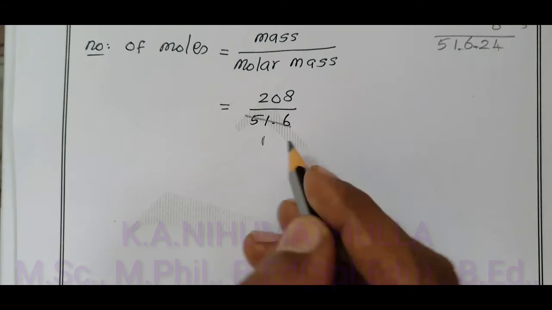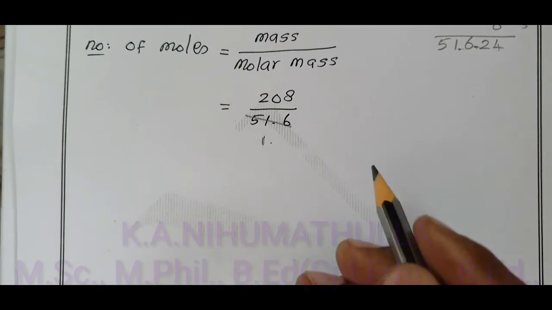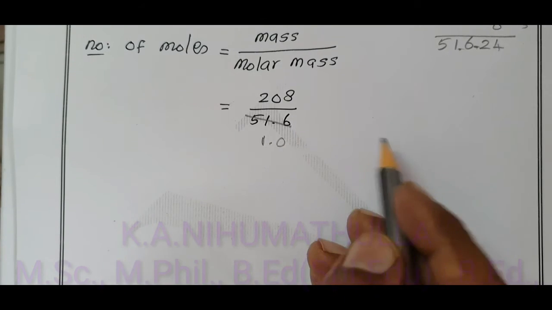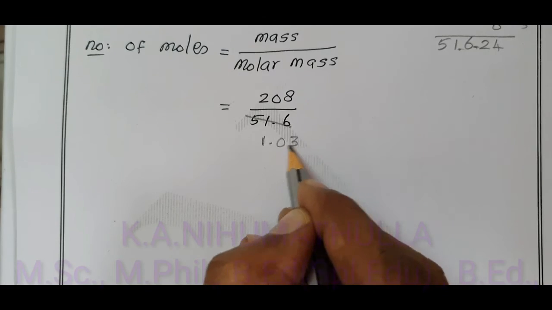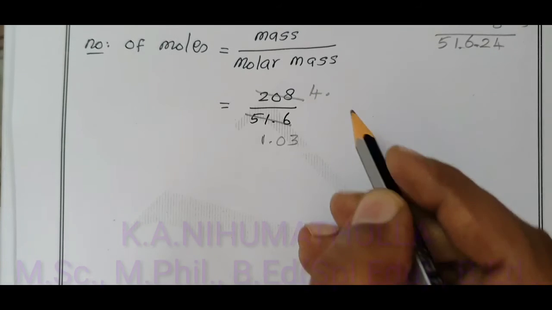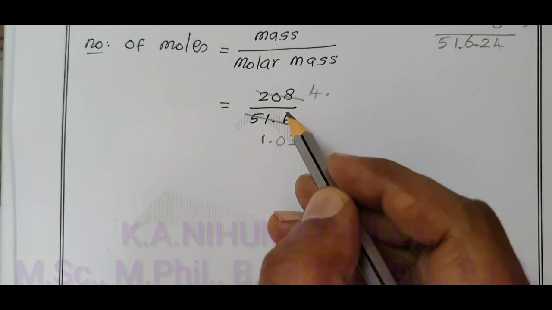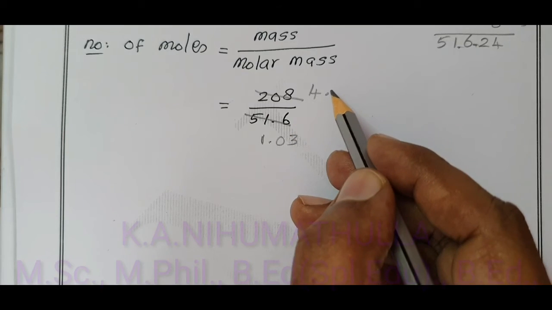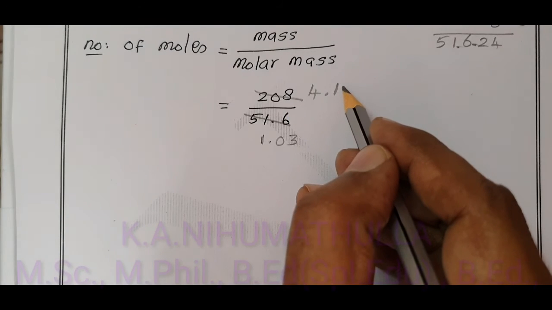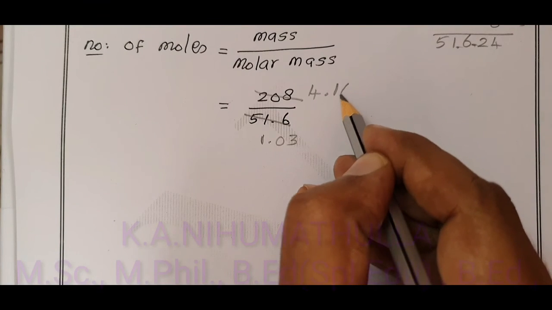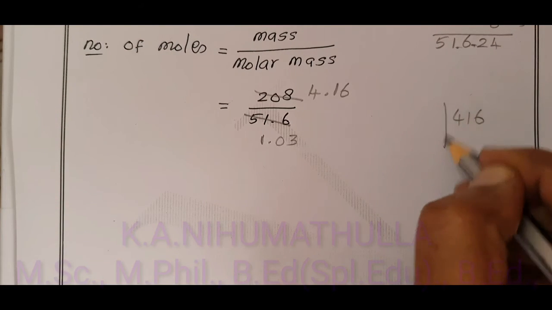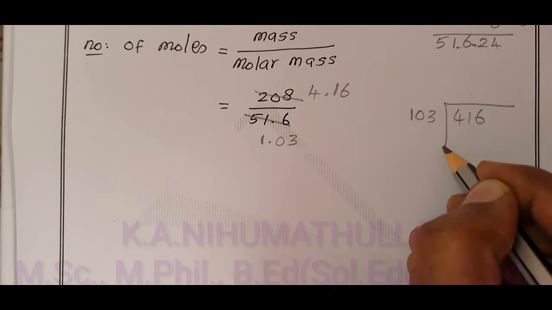150 is 50. Remaining 16 we have. When we add 0, we will get 160. In 160, how many 50s? 3 50s are 150. That is enough. In 200, we have 4 50s. Point. Then we have 8. When we add 80, 150 is 50. Remaining 3 30. Then 6 into 5 are 30. And when you solve this, 416 by 103.